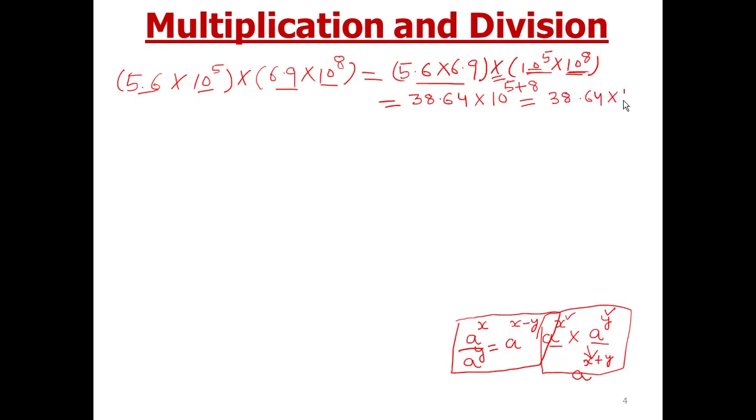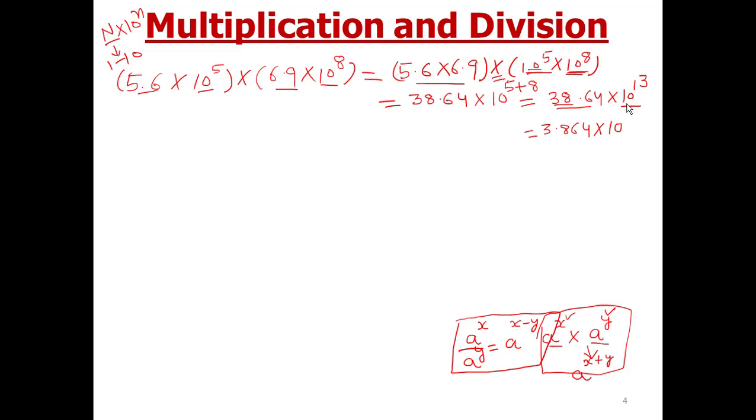So it is 38.64 into 10 raised to the power 13, but this is not the scientific notation. Why? Because scientific notation is of the type n into 10 raised to the power m, where n has to be between 1 and 10, but this is 38, which is greater than 10. So in order to make it between 1 and 10, we have to move this decimal to the left hand side. So it will be 3.864 into 10 raised to the power.